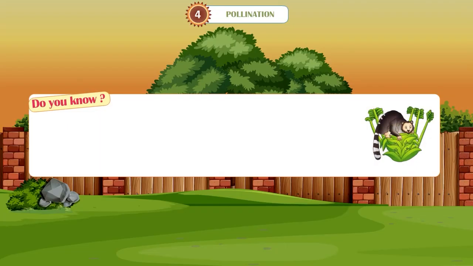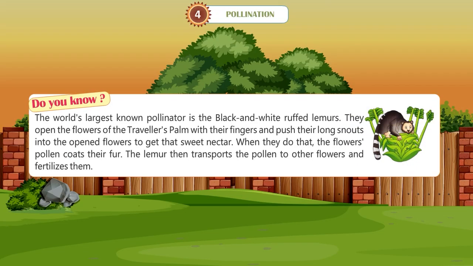Do you know? The world's largest known pollinator is the black and white ruffed lemur. They open the flowers of the traveler's palm with their fingers and push their long snouts into the open flowers to get that sweet nectar. When they do that, the flower's pollen coats their fur. The lemur then transports the pollen to other flowers and fertilizes them.